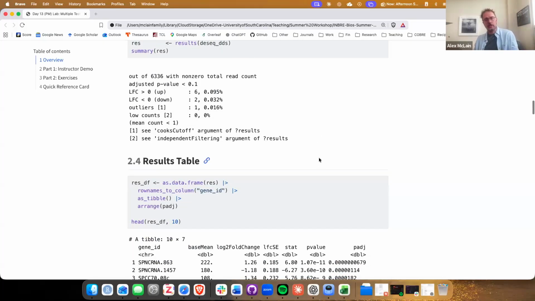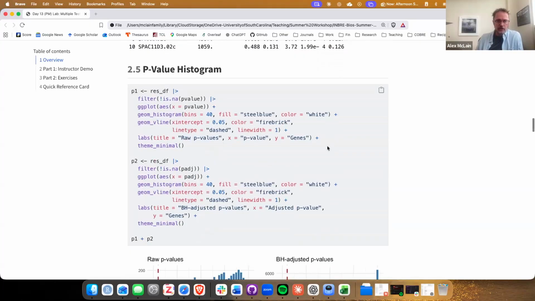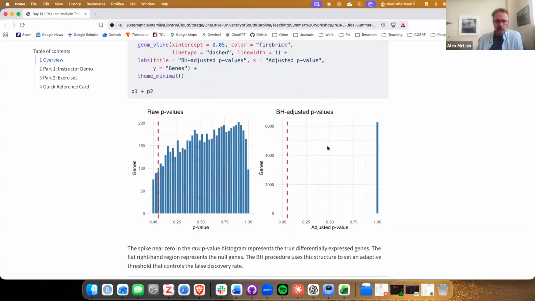Clearly, there are not as many significant genes for this experiment as there were with the previous two that we considered. You can certainly see that with the raw p-values histogram, much closer to the uniformity we expect under the null. There's not that peak towards the bottom here.